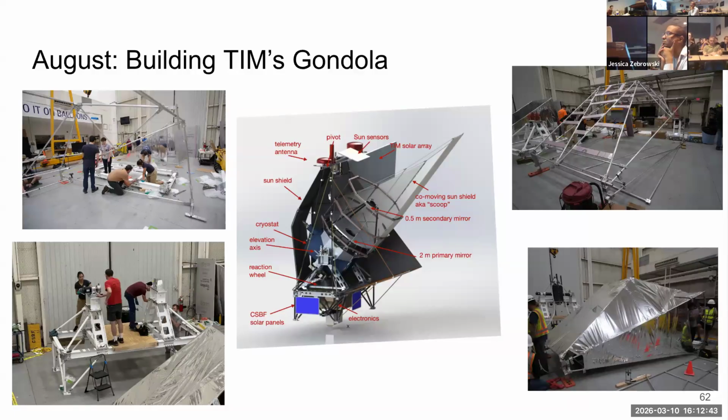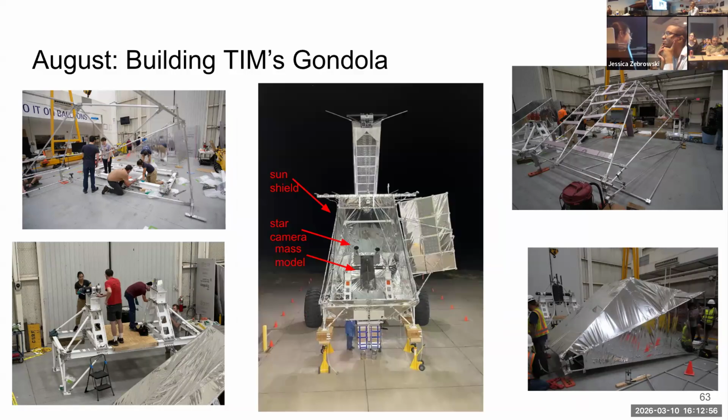You can see here, leveling the A-frame at the bottom. You can see all of the big structure of the big sun shield being made and all that covered in aluminized mylar. And at the end of about a week and a half or so, we had gotten together this fully assembled gondola for TIM, minus, of course, mirror and scientific experiment.